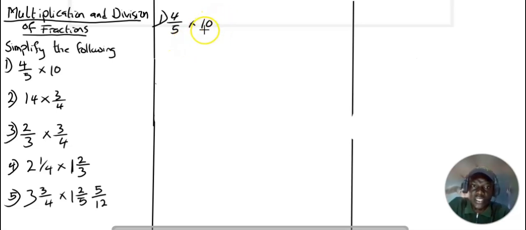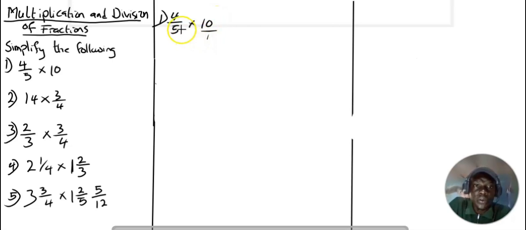This 10 you are seeing here is the same as 10 over 1. Whenever I say a whole number, assume it to be like this. It will help you. When you have it like this, you can now do your division. You can now cancel out. So when you have 10 over 1, just like the multiplication sign, the denominator of the left hand side, we multiply or divide with the numerator of the right hand side.